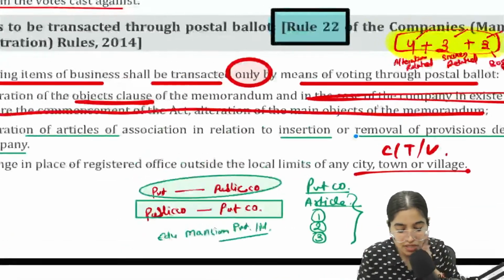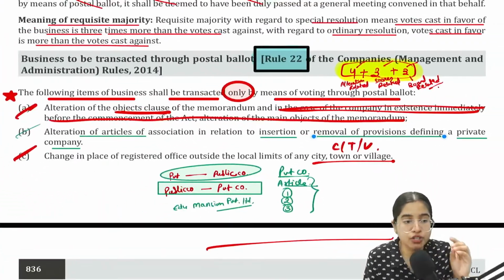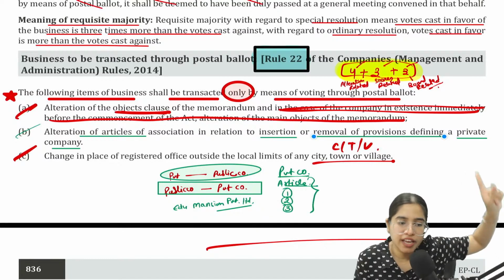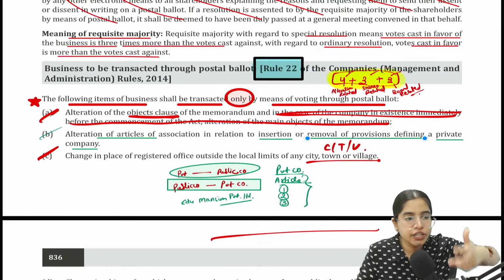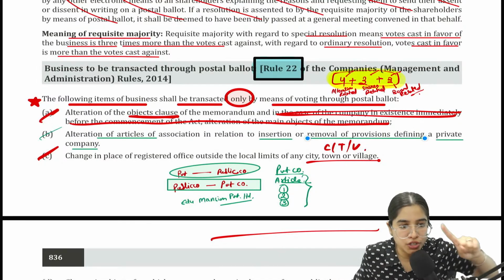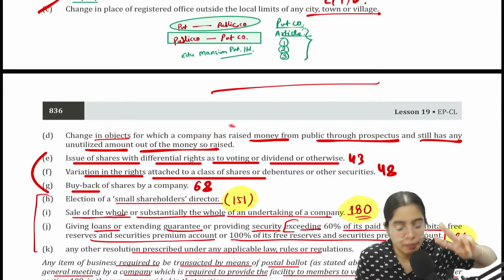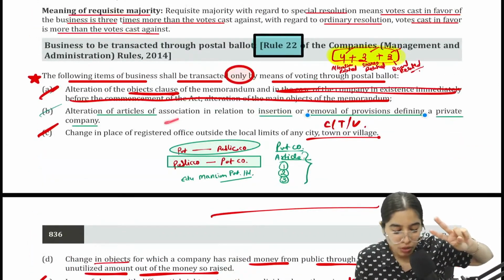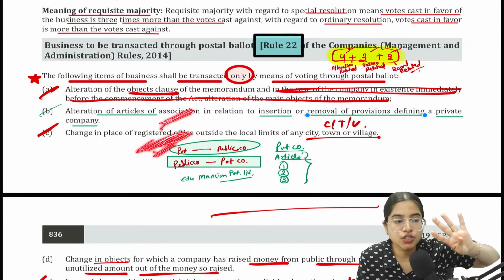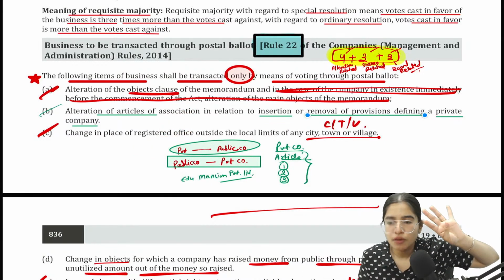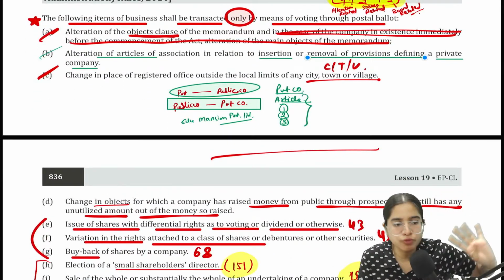How will you remember? 4 points are related to alteration of MOA/AOA, which we have studied in SBEC. There is a proper chapter, alteration of MOA/AOA. Number 1, alteration of object clause, and number 2, alteration of object for which the public money is raised through prospectus. Number 3, alteration of registered office outside the local limit. Number 4, alteration of article for conversion. So these 4 points are related to alteration of MOA/AOA. So you can link them 4 together.